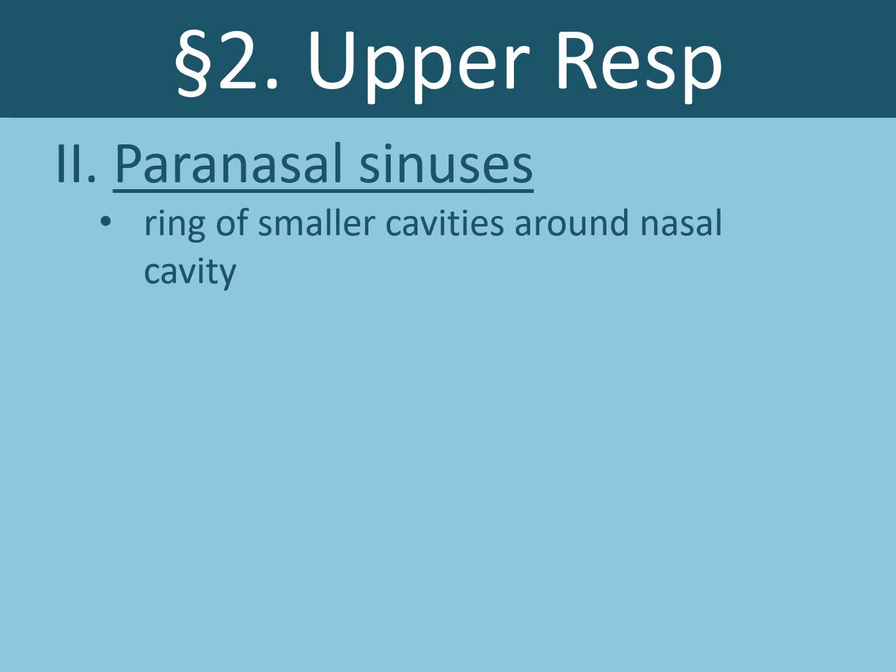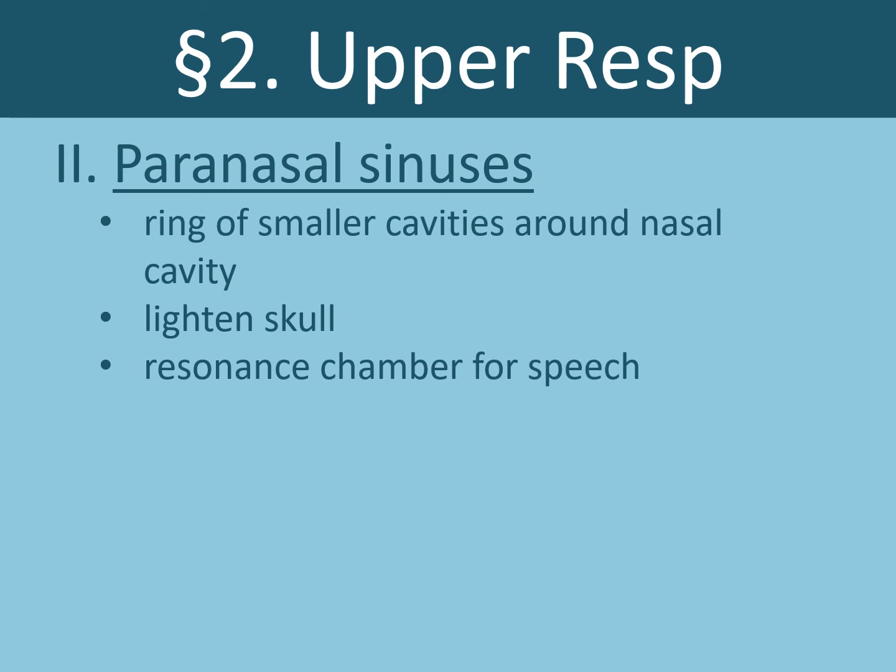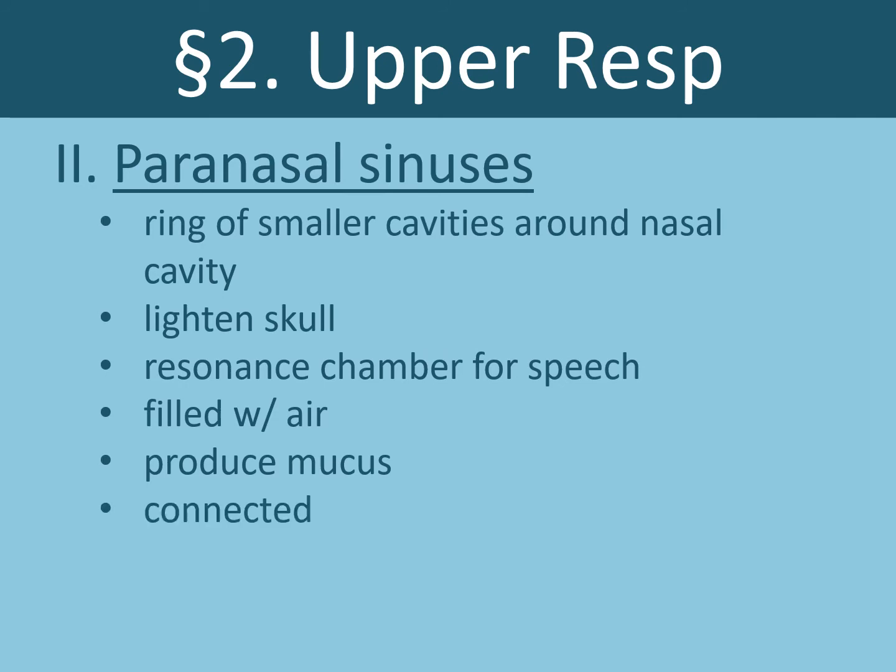Next is the paranasal sinuses. These are a ring of smaller cavities around the nasal cavity. In fact, they're actually holes within the skull, and they help lighten the skull. They also provide a resonance chamber for speech. When we're healthy, paranasal sinuses are filled with air. One of the functions of these sinuses is to produce mucus. Paranasal sinuses are all interconnected with each other with tiny holes, and they're also connected to the nasal cavity.